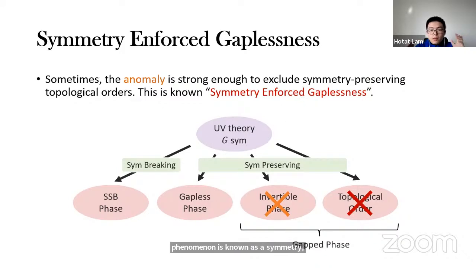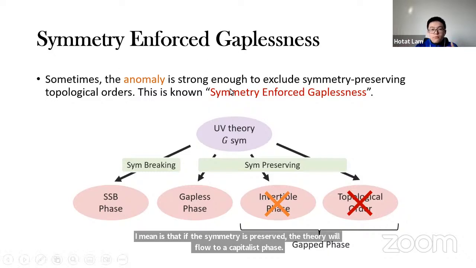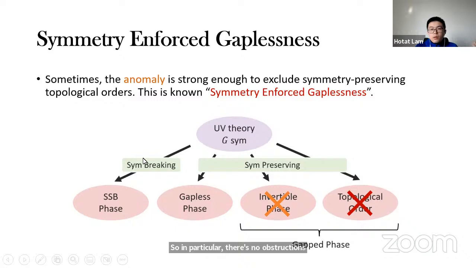Let me clarify the terminology. When I say symmetry-enforced gaplessness, I mean that if the symmetry is preserved, the theory will always flow to a gapless phase. So in particular, there's no obstruction for the theory to flow to a symmetry-breaking phase. Okay, so this is what I mean by symmetry-enforced gaplessness.